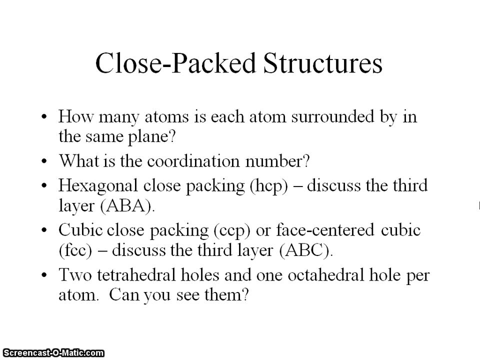Now friends, close packed structures. What is this? The question is, how many atoms is each atom surrounded by in the same plane? What is the coordination number? Hexagonal close packing, HCP. Discuss the third layer, ABA. Cubic close packing, or face centered cubic, FCC. Discuss the third layer, ABC. Two tetrahedral holes and one octahedral hole per atom. Can you see them?